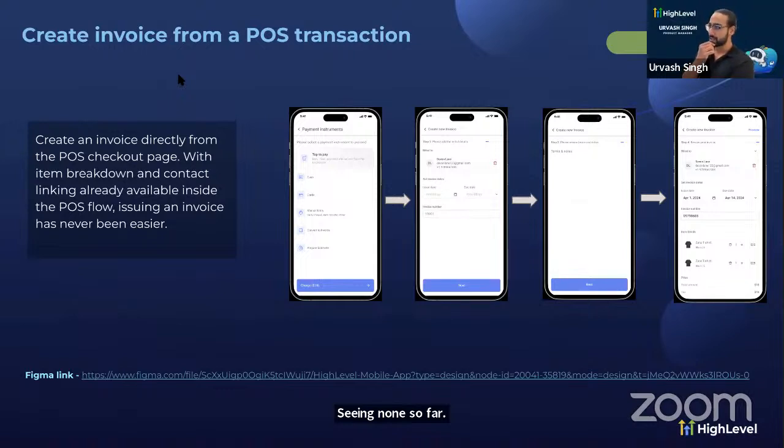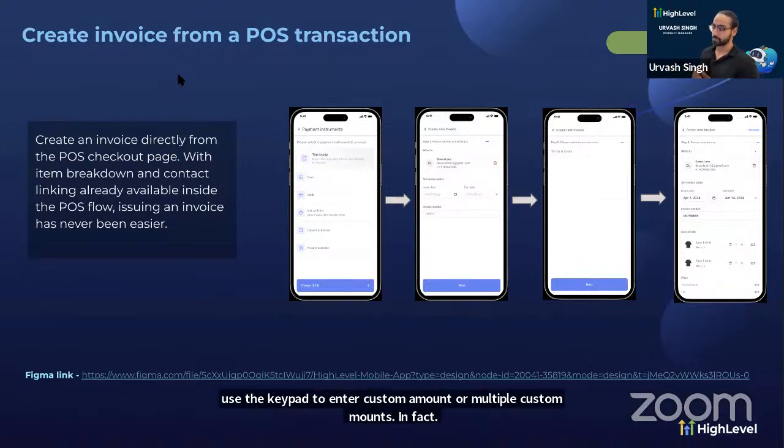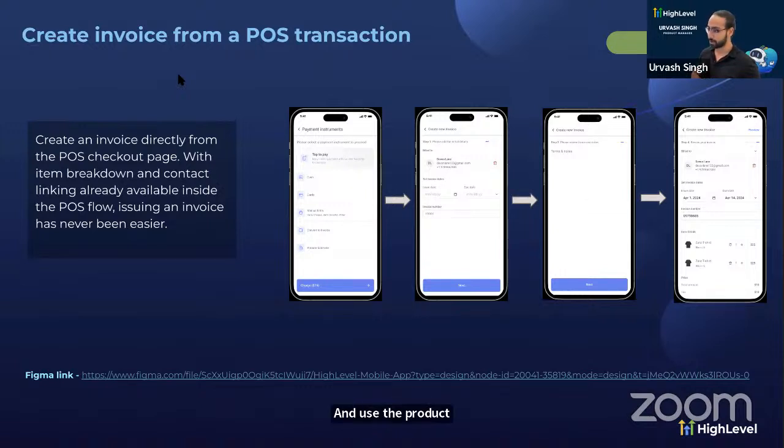And the final bit, of course, is to use the point of sale module to build an invoice very quickly. So the idea is that all you have to do is just head over to the POS section, just use the keypad to enter a custom amount or multiple custom amounts, in fact, and use the product catalog. So the two can be used in combination without any hiccups.